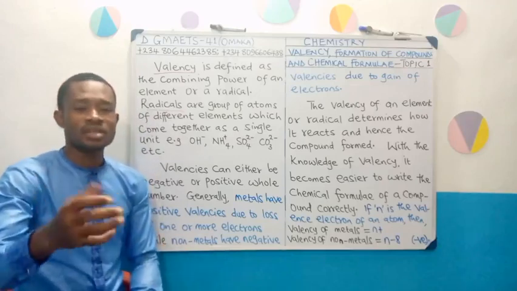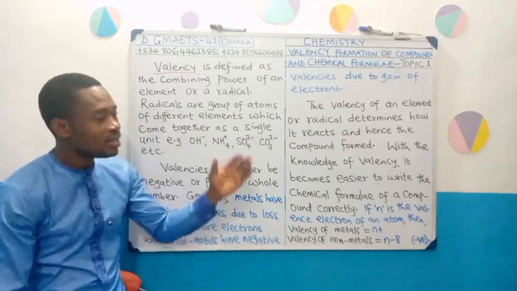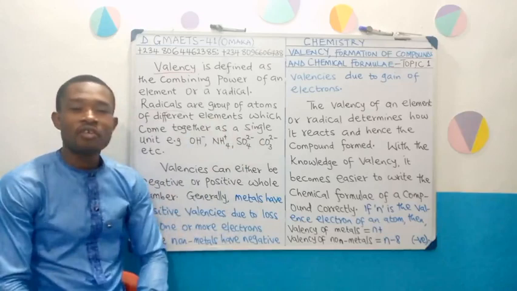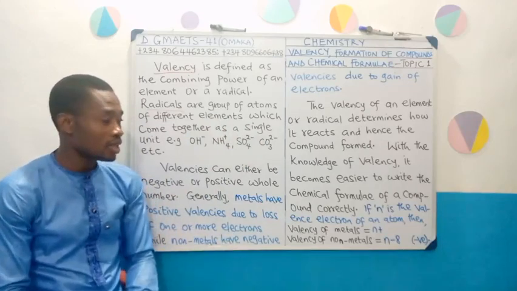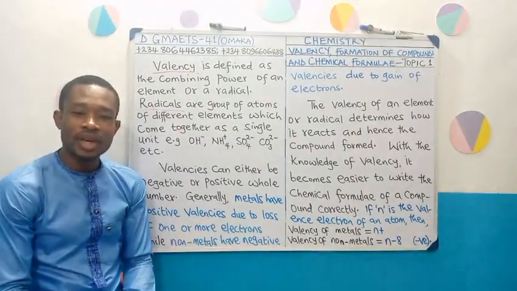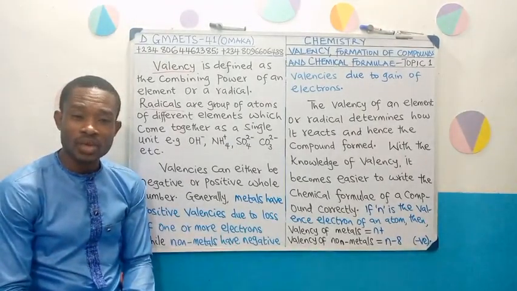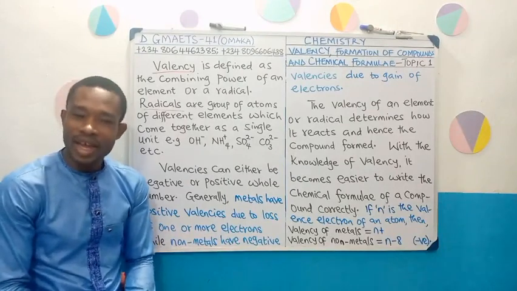To understand why a compound is written in a particular form, we need the absolute knowledge of the valency of elements and radicals. How do we determine the valency of metals and the valency of non-metals? That's the next thing I would like us to know.